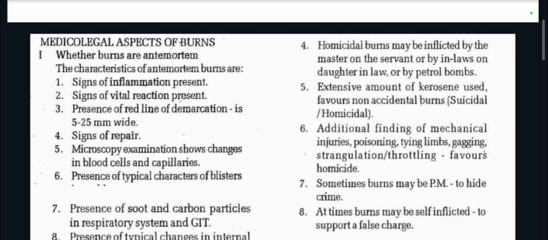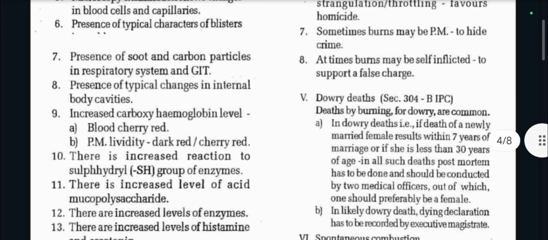The features of AM burns are: signs of inflammation present, signs of vital reaction present, presence of a red line of demarcation 5 to 25 mm wide, signs of repair, microscopic examination showing changes in blood cells and capillaries, presence of typical characters of blisters, presence of soot and carbon particles in the respiratory system and GIT, presence of typical changes in internal body cavities, increased carboxyhemoglobin level, blood cherry red, and PM lividity dark red or cherry red. We'll not talk about PM lividity here because it is an antemortem burn. So just remember, blood is cherry red due to increased carboxyhemoglobin levels.